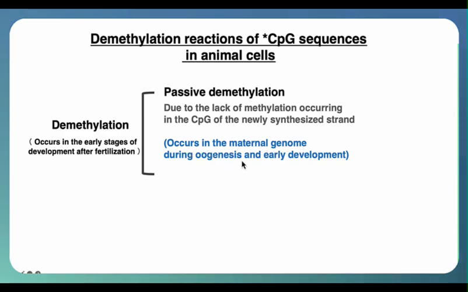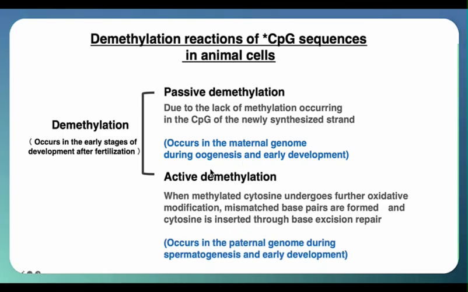This occurs for the maternal genome in early development. On the other hand, active demethylation is achieved by active oxidation of 5-methylcytosines, which are then removed by base excision repair. In animal cells, this occurs during spermatogenesis or in the paternal genome during early development.